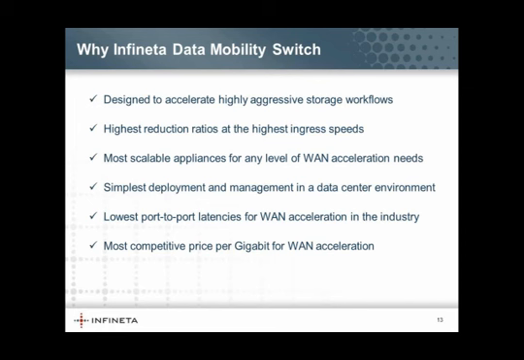The DMS is the most scalable appliance compared to any other WAN acceleration products out there. It has the simplest deployment and management for the data center environment. The port-to-port latencies for the DMS are the lowest in this industry. Nothing comes close. And more importantly, in some cases, this is the most competitively priced product. Per gigabit, $1 per gigabit, this is the best product out there.